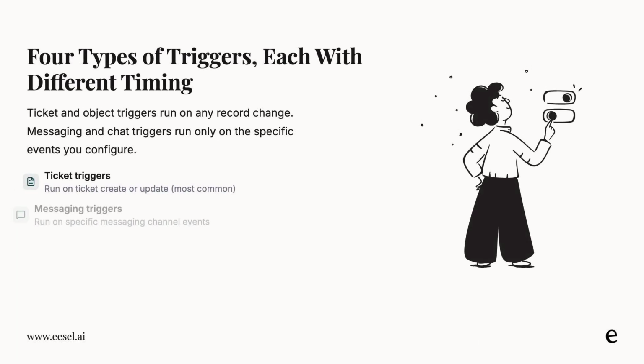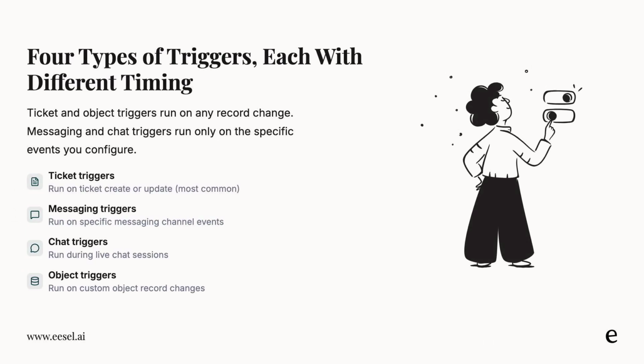Zendesk has 4 trigger types with different timing. Ticket triggers run on any ticket create or update and are the most common. Messaging and chat triggers run only on specific events in those channels. Object triggers run when custom object records change. Each type is managed separately in Admin Center.